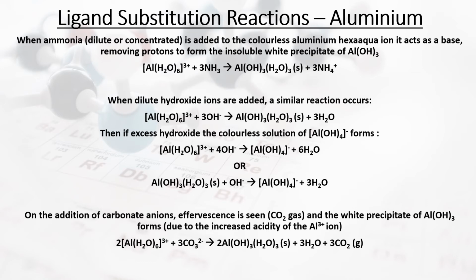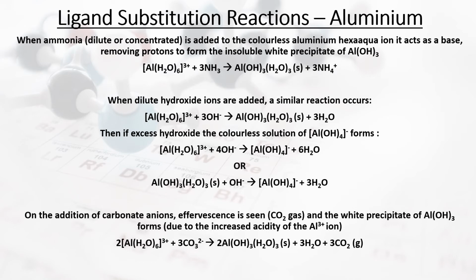However, if we add an excess of our hydroxide ions, we actually get redissolving of this precipitate. So the precipitate redissolves, and it actually forms this colourless solution of this aluminium hydroxide, [Al(OH)4]-. And we saw this when we thought about the amphoteric behaviour of our aluminium. And so again, like we saw with the ammonia, we can write this out in two separate ways.